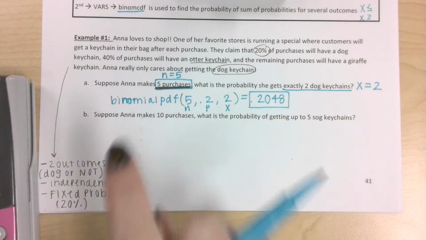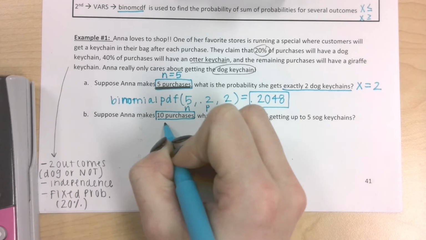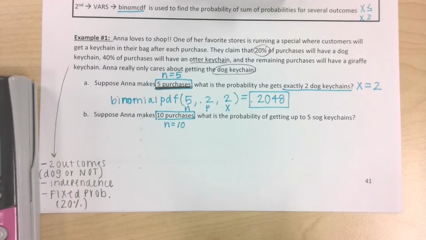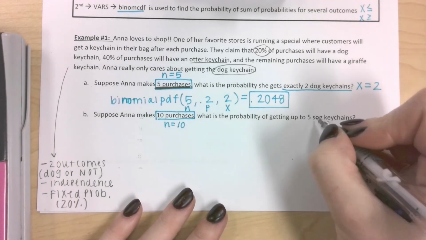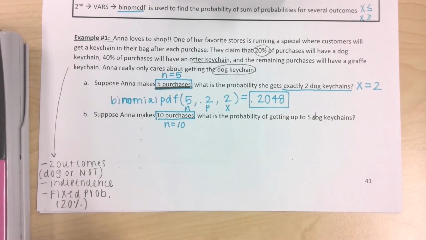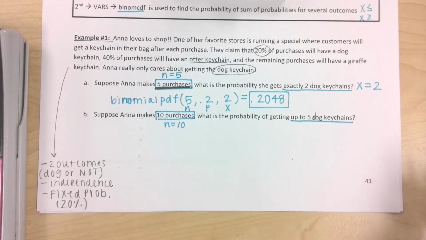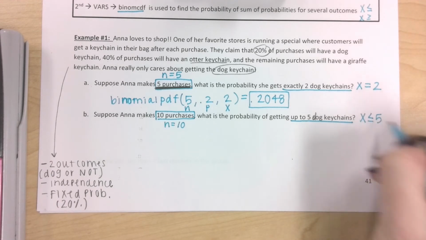Okay, suppose Anna makes 10 purchases. Holy cow, girl, you do have a shopping problem. So n is 10 now. She's making 10 different purchases. We want to find the probability of getting up to 5 dog keychains. So she likes the dog keychain, but she doesn't want more than 5 of them. So up to 5 means that x would be less than or equal to 5.